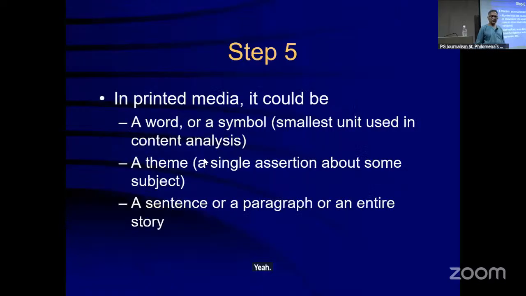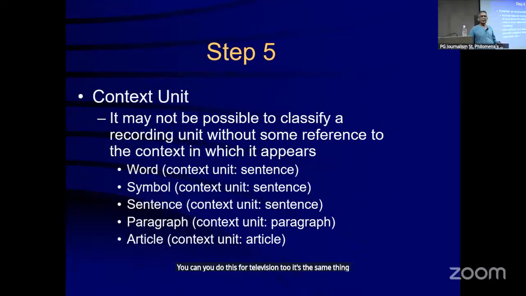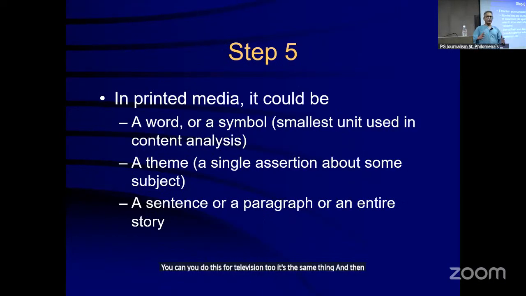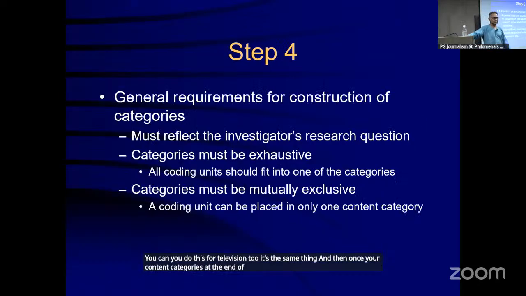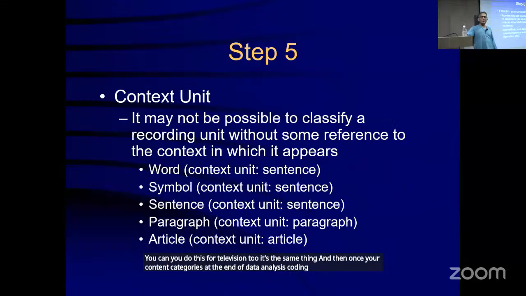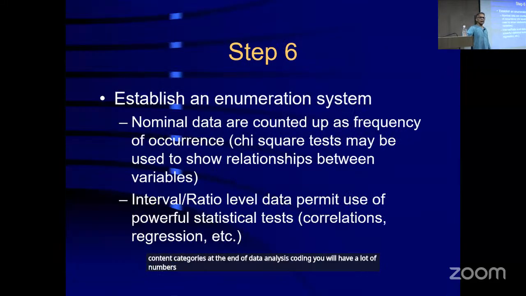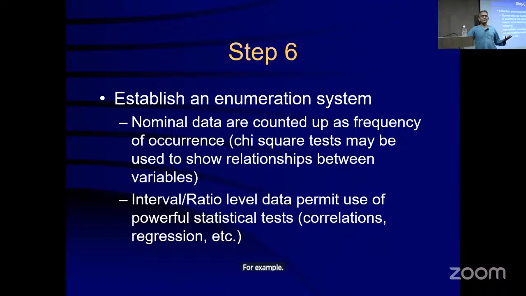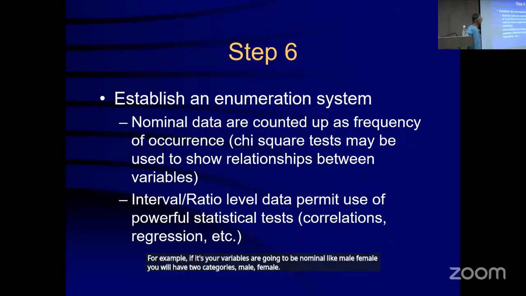You do this for television too. It's the same thing. And then once you have your content categories, at the end of your data collection, data analysis, coding, you will have a lot of numbers in each content category. For example, if your variables are going to be nominal, like male, female, you'll have two categories, male and female. It's a nominal variable.